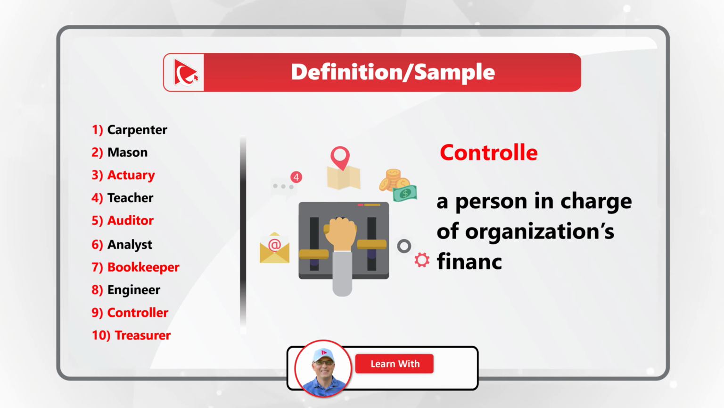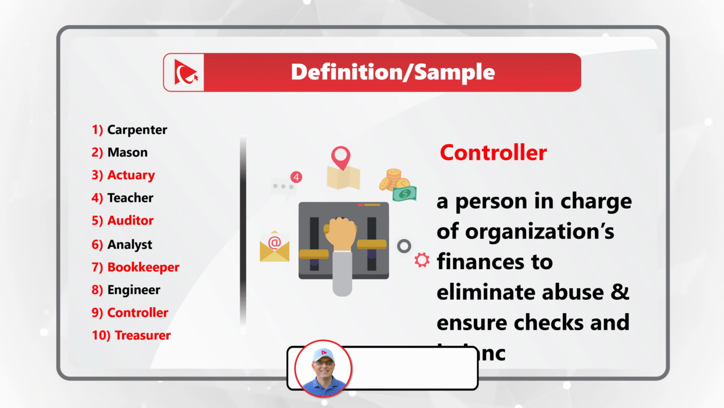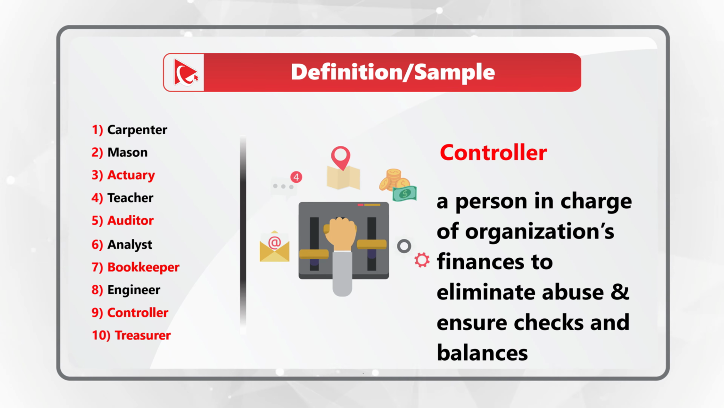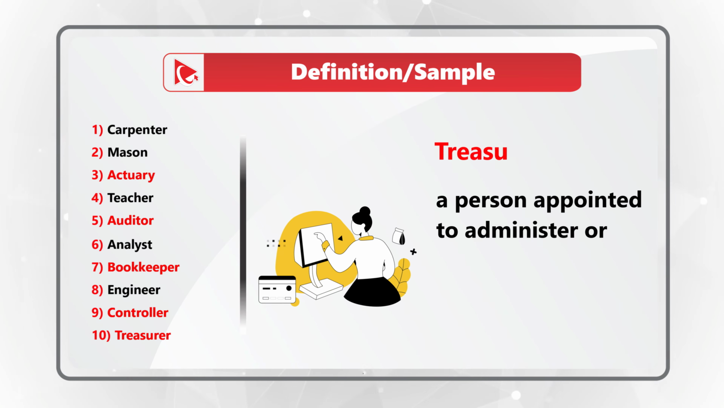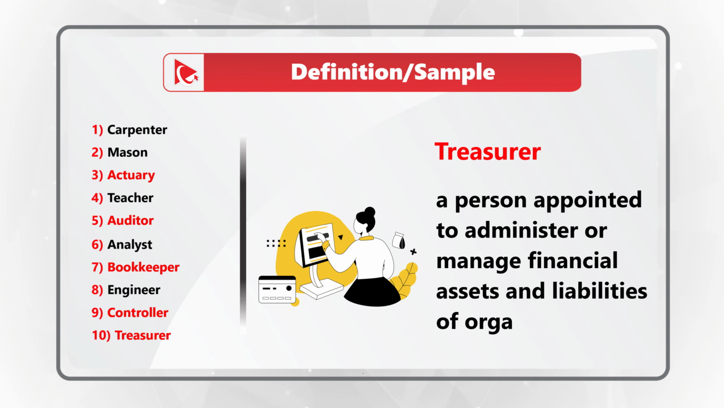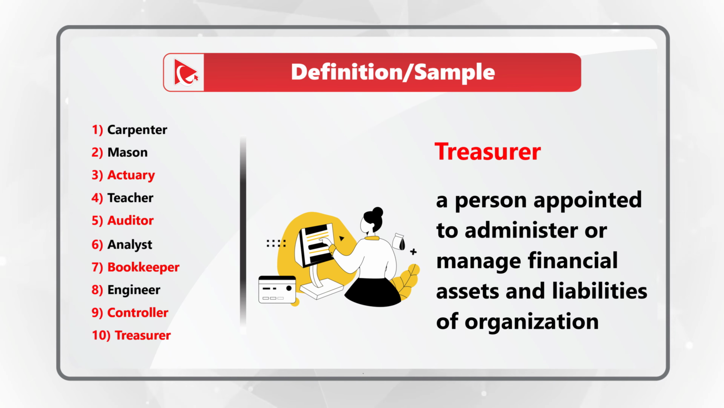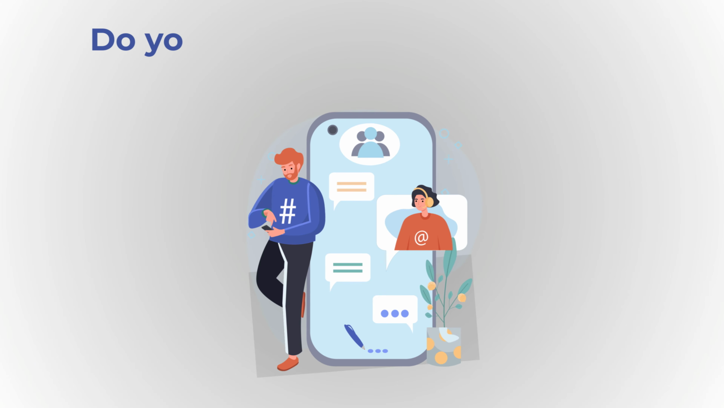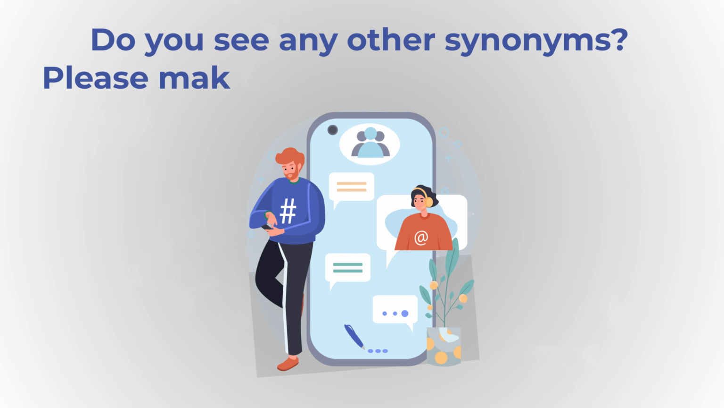Controller is the person in charge of organization's finances to eliminate abuse and ensure systems of checks and balances. And finally, the treasurer is the person who is appointed to administer or manage financial assets and liabilities of the organization. Do you see any other words I might have missed? Please make sure to share in comments.